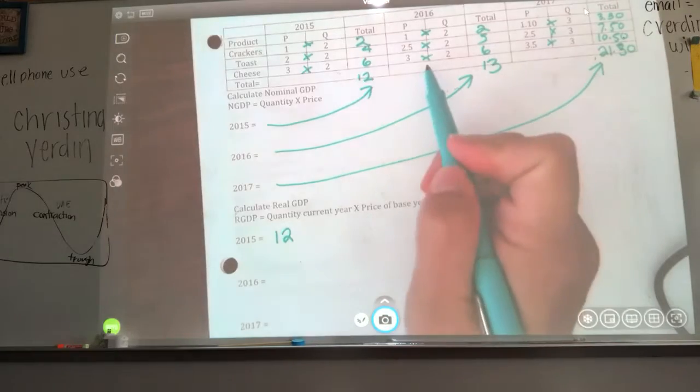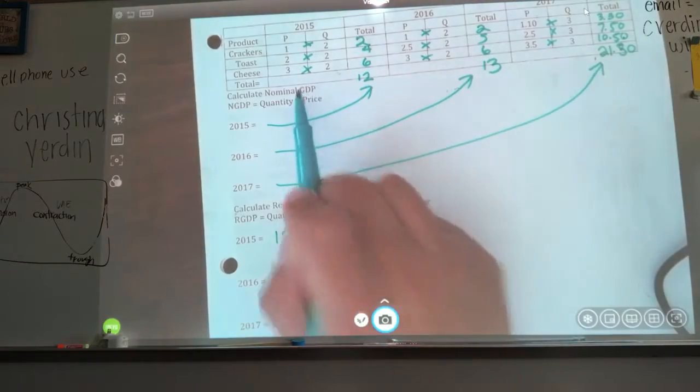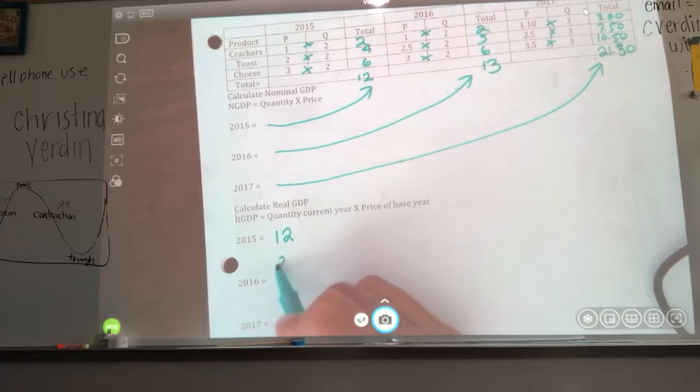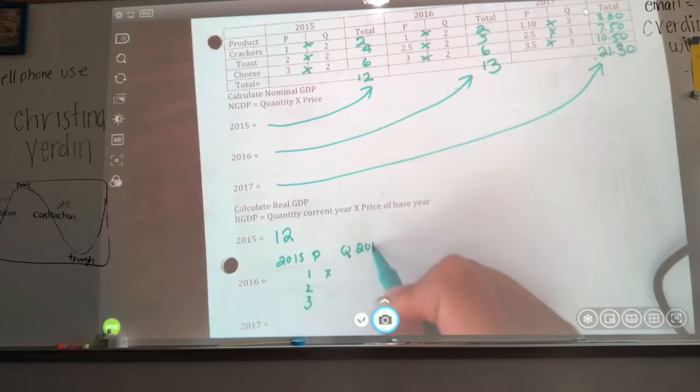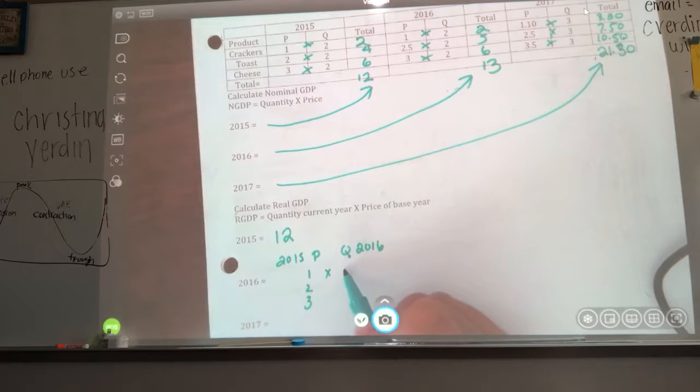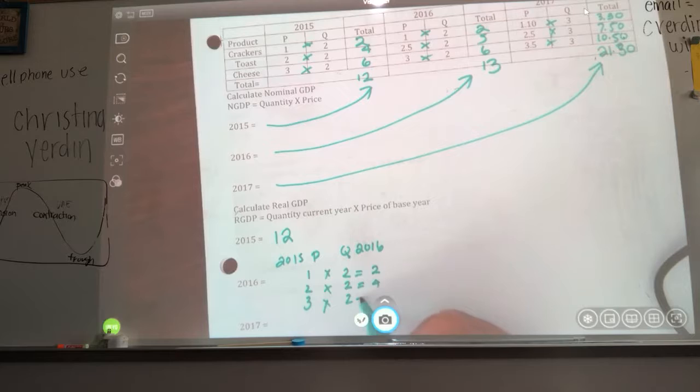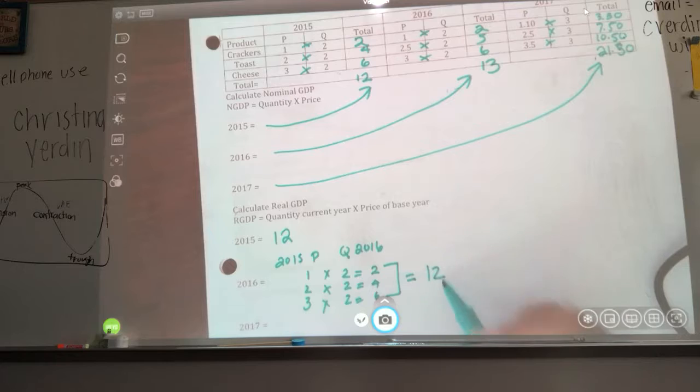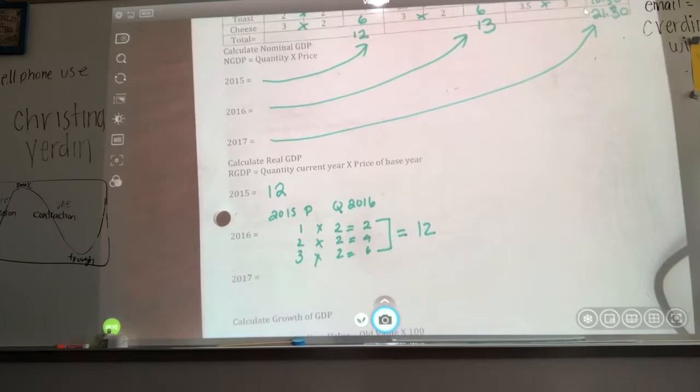Okay, but for 2016, I need to go back and take the base year price of 2015, so I know it's 1, 2, and 3, times the quantity of 2016. So my quantity in 2016 is 2, 2, 2, right? Now I multiply across, what do I get? 2, 4, 6. What does that give me for this total? 12. Was there really much inflation? No. The quantity and the prices stayed the same.